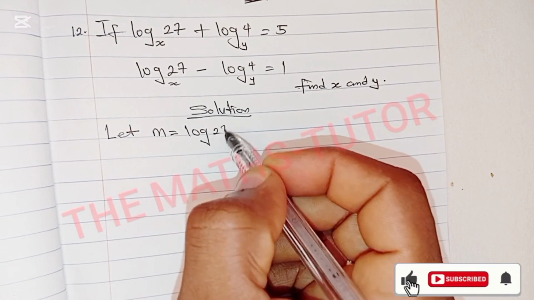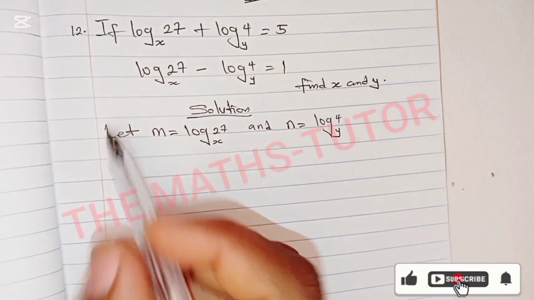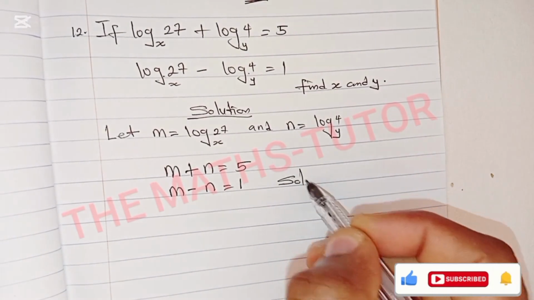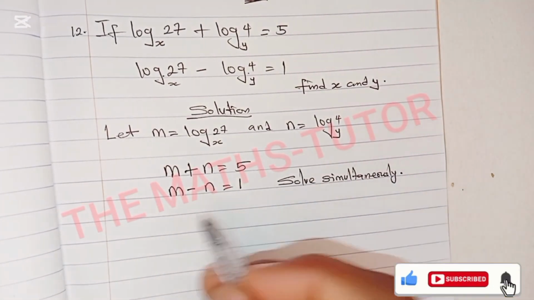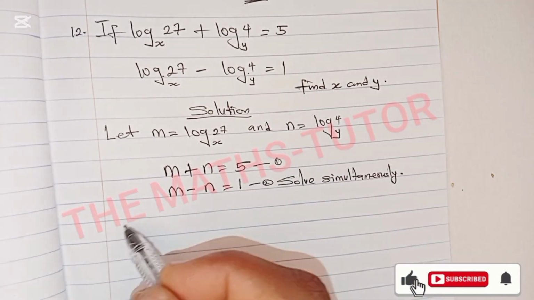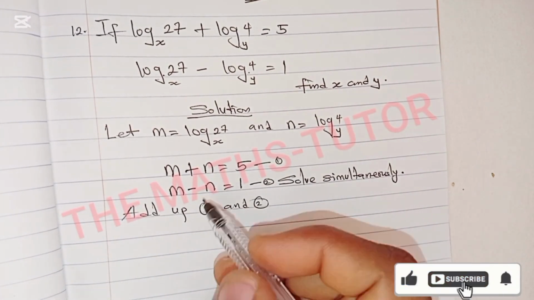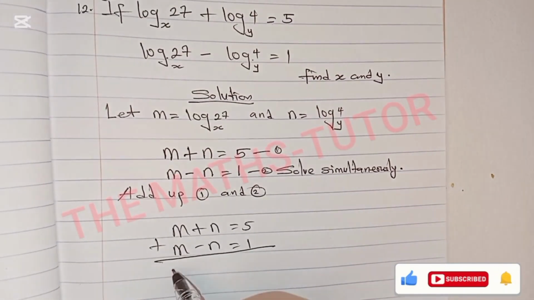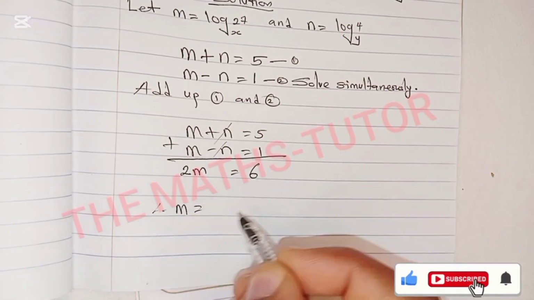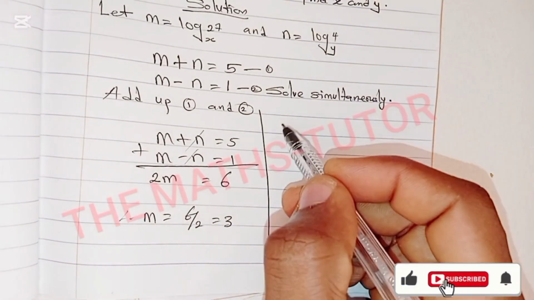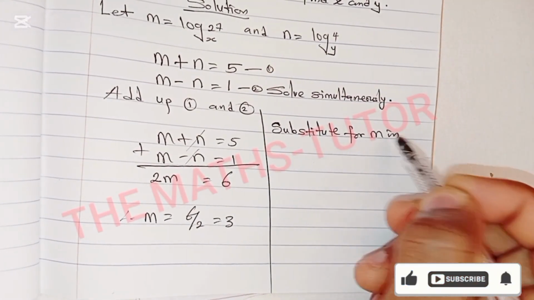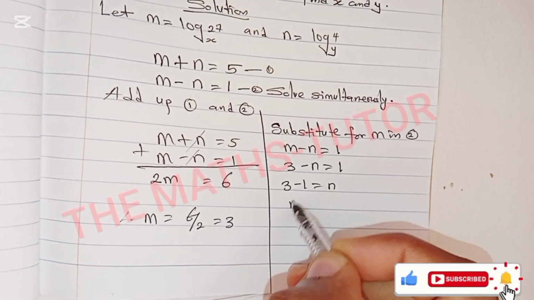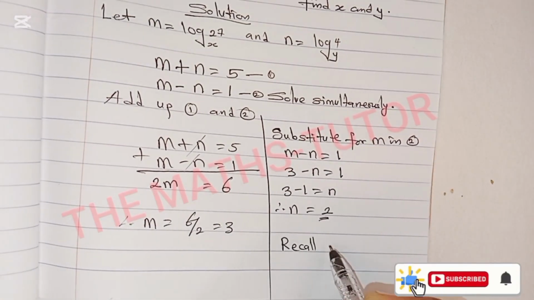If log 27 to the base of x plus log 4 to the base of y is 5, the same value equals 1. Now let m equal log 27 to the base of x and let n equal log 4 to the base of y. So this gives us a simultaneous equation which we can either solve by substitution or by elimination. So I'm choosing elimination. Let's add both sides together. We'll discover that we'll get 2m equals 6, as n will cancel itself out in plus and negative. And so m will give us 3. Substitute that m into any equation of your choice. I chose 2 here. So when I do that, n will give me 3 minus 1, which is equal to 2, respectively.